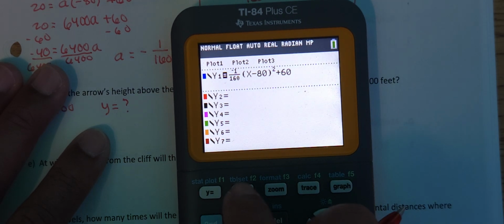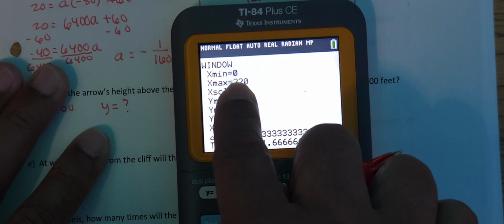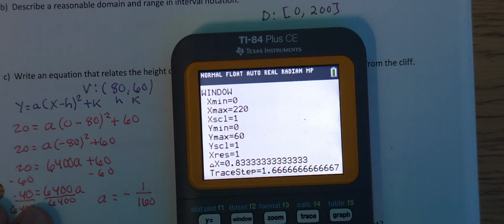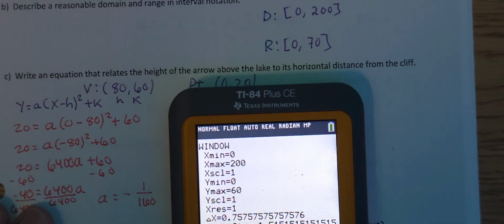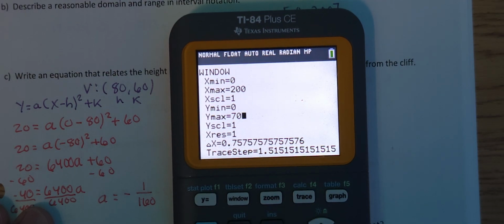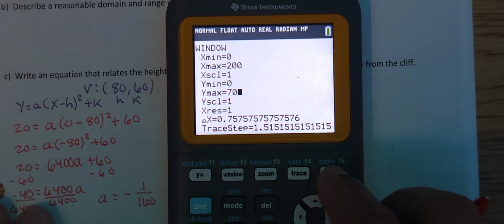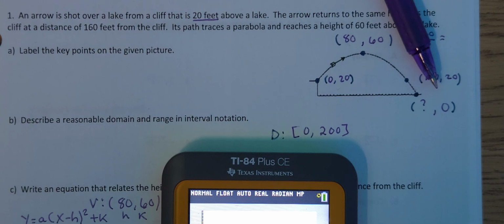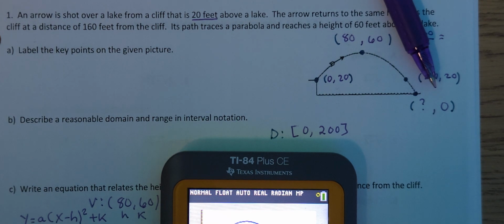Before I graph it, I'm going to go to Window, and notice my x minimum is going to be 0 for the domain, and my maximum I'm going to change to 200. Scale of 1, then the minimum is y equals 0, and we have 70 here, so I'm going to change this one to 70. Then I'm going to graph the function to see if I can see the same graph as I have on the diagram here. As you can see, it's similar to it.